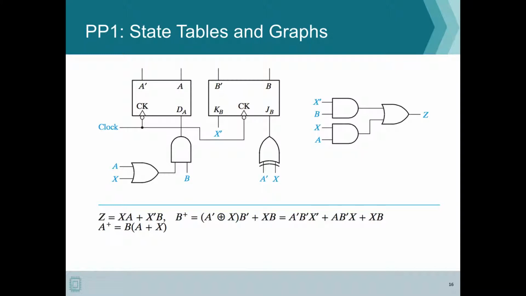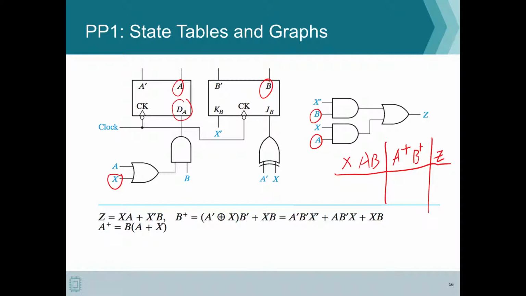So here is another example. In this example, as you can see, we are using a D flip-flop and a JK flip-flop. We have one input, which is X, and two state variables A and B. Whenever we create a table, it is going to have X, then AB, then A plus, B plus, and then Z. Z is made up of values AB and also depends on X. Therefore this is going to be a Mealy model.